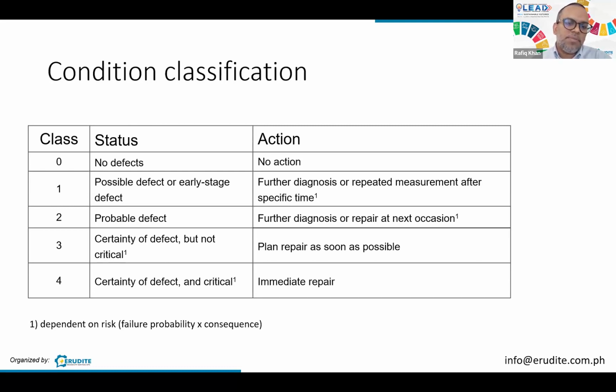If you look at possible defect or early stage defect, you need to do later tests, further diagnosis, to determine whether the set of tests we have subjected the equipment to is sufficient, or whether you need to do more tests. This is also quite important. When you look at the defect as probable, it jumps from possible to probable.